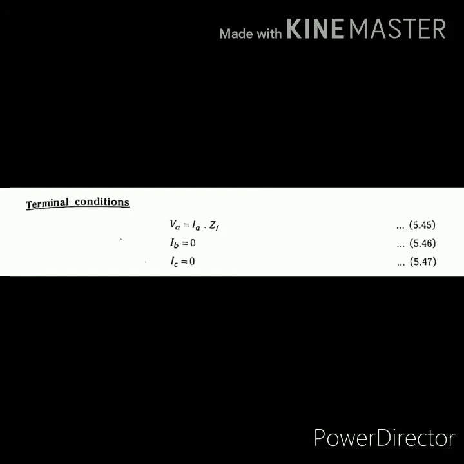Coming to the terminal conditions, if you consider before the fault, IA will be 0, IB will be 0, IC will be 0. All voltages VA, VB, VC will be balanced. But after the fault, IB is still open, equal to 0, IC is still 0. But what about IA? IA will carry some current which can be analyzed by VA by ZF. So we have VA is equal to IA into ZF, IB 0, IC 0 as the terminal conditions.